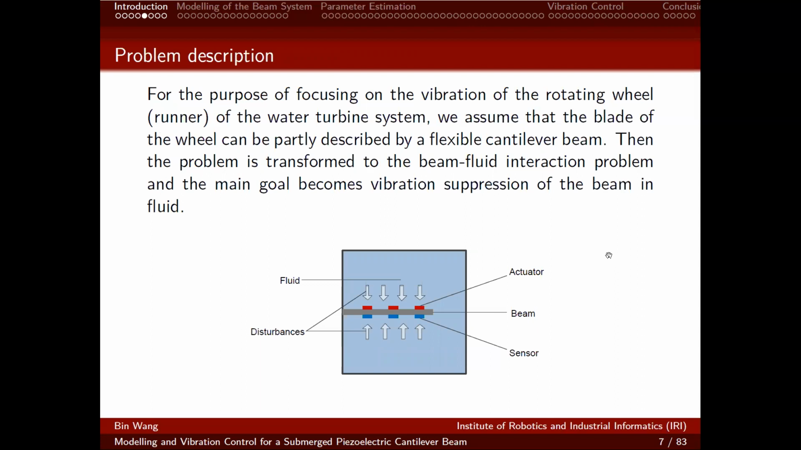So the problem is transformed to the beam fluid interaction problem, and the main goal becomes vibration suppression of the beam in fluid. In this photo, we can see the beam is placed in a cubic tank. Around the beam, there are different kinds of fluids. The fluids make the beam vibrate. What we want to do is to use actuators and sensors to suppress the vibration.